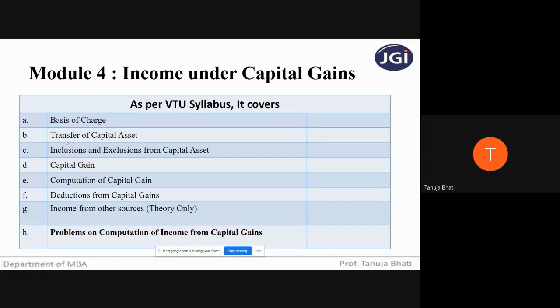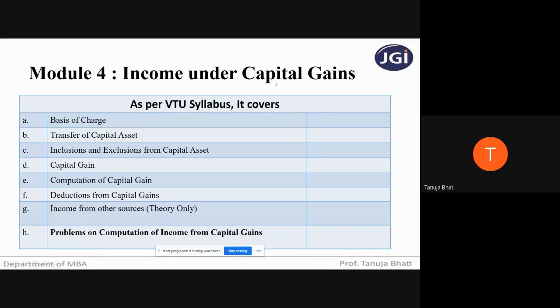Second, what is the meaning of transfer of capital asset? Third is inclusions and exclusions from capital asset, which means as per the definition of capital asset, what should the capital asset include and what will it exclude? Next, what is capital gains? How do you compute the capital gains? Deductions from capital gains, and income from other sources. You have only theory. As we had seen in module number 2, we had income from salaries and income from house property, only the theory part.